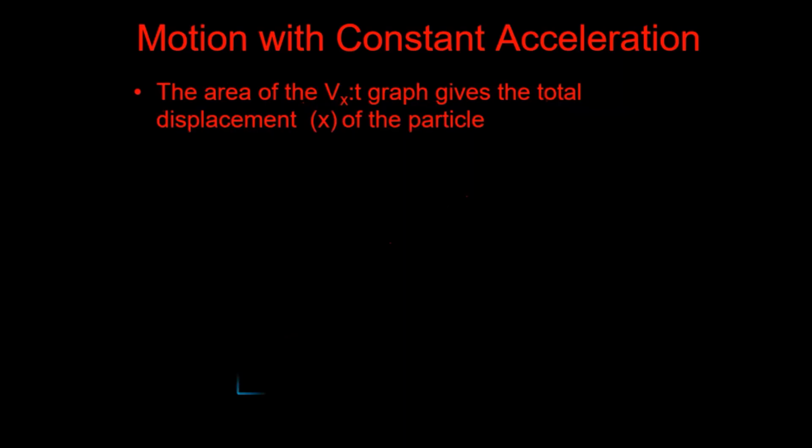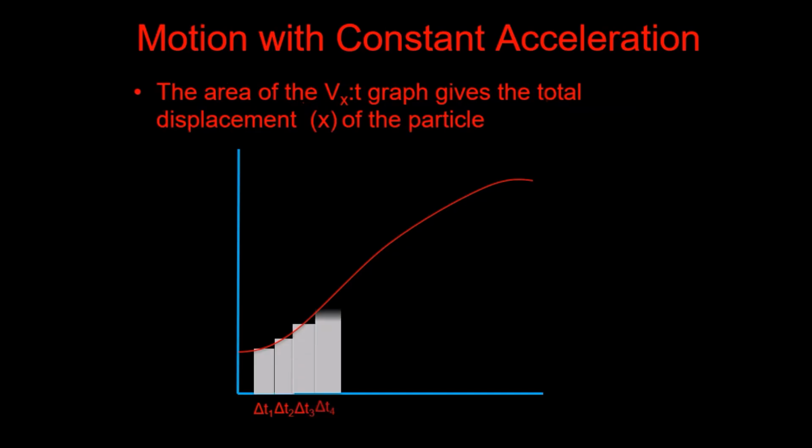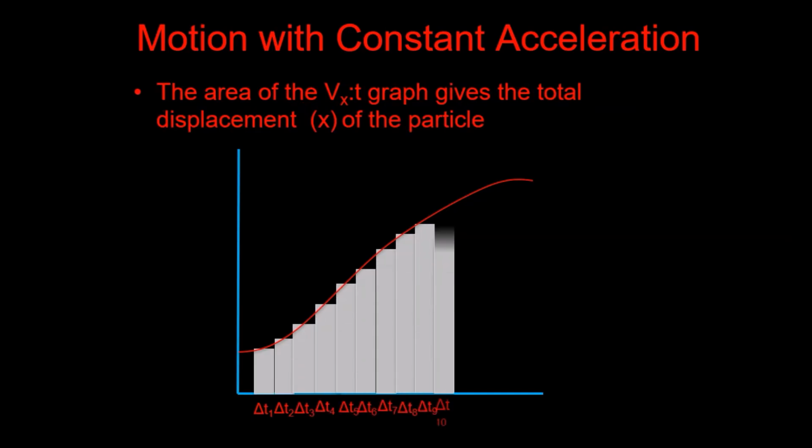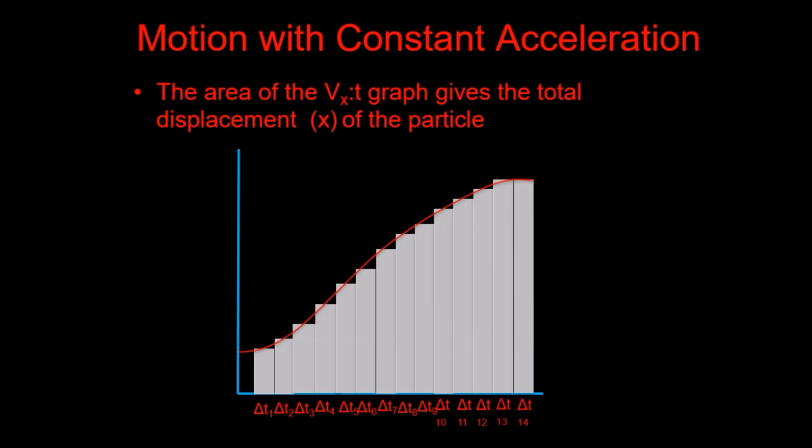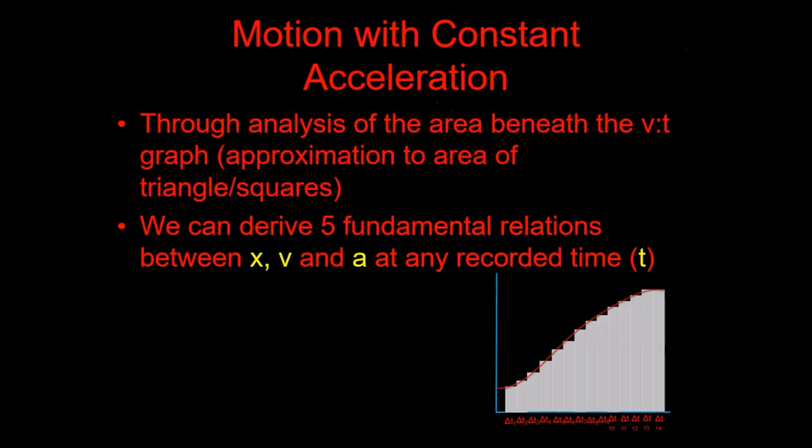Now, if we take acceleration graphs or VT graphs and look at the area beneath, i.e. apply integration to these particular curves, what we can do is end up with 5 fundamental relations, which I will give to you shortly, between displacement, velocity, and acceleration for any recorded time. So what I'm saying here is, in some cases, reinventing the system and coming out with brand new relations all the time is not always necessary. These are going to be referred to as our equations of motion.